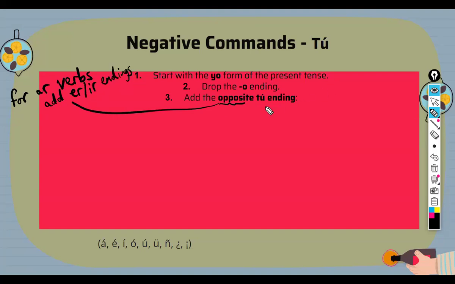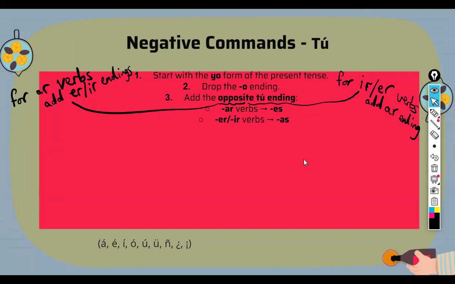I'm going to show you what those are for the tú form just now. And for the IR/ER verbs, we add the AR ending, right? All right, so what does that look like for the tú commands? Well, for the AR verbs, it will be ES that you're adding. And for the ER or IR verbs, it will be AS that you're adding. So you'll drop the O and add AS for ER and IR verbs, and you'll drop the O and add ES for AR verbs.